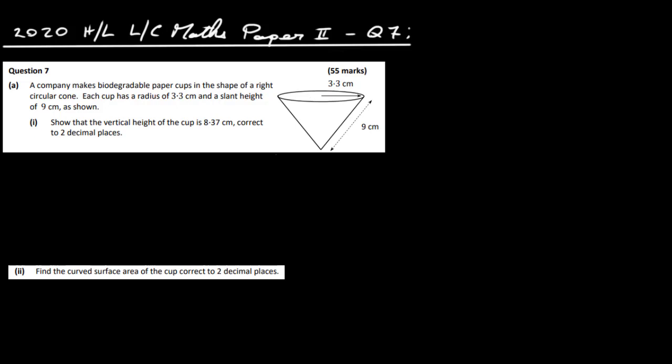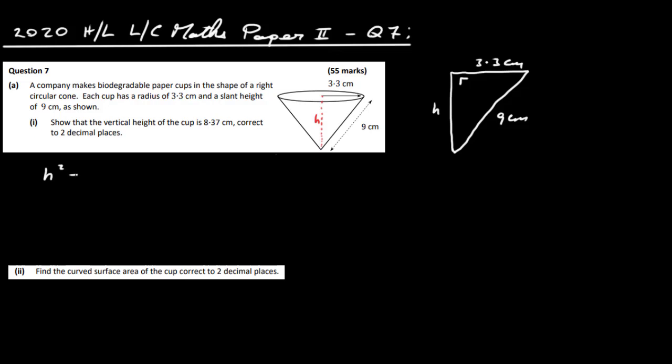So we're looking for this height here. This is our vertical height. Now, what we have in there really is just a right angle triangle. So we have this kind of thing here. We have 9 centimeters up along here. We're looking for h, and we have 3.3 centimeters here, and this is our right angle. So what we can do here is simply use Pythagoras' Theorem to work out h.